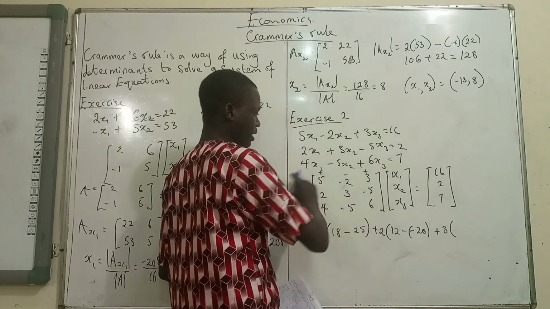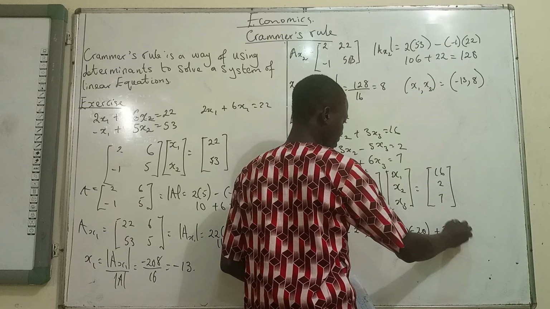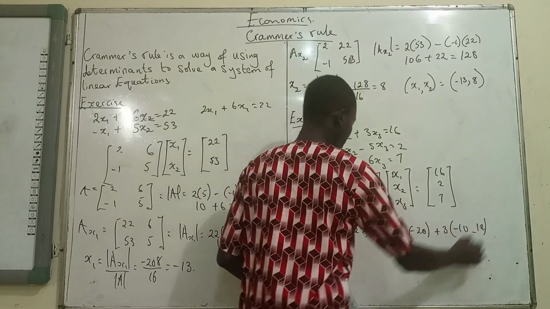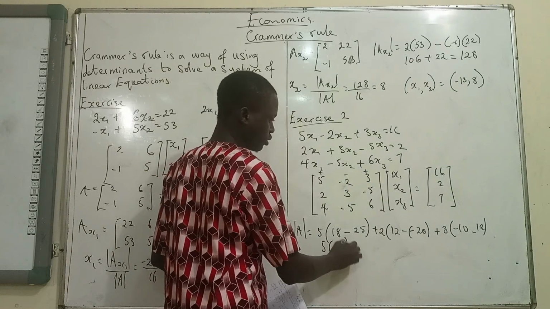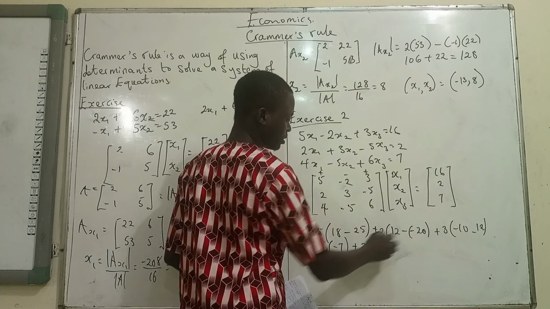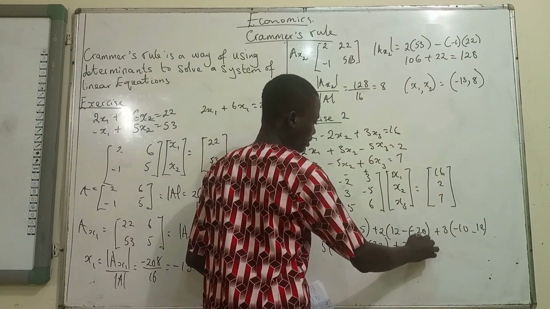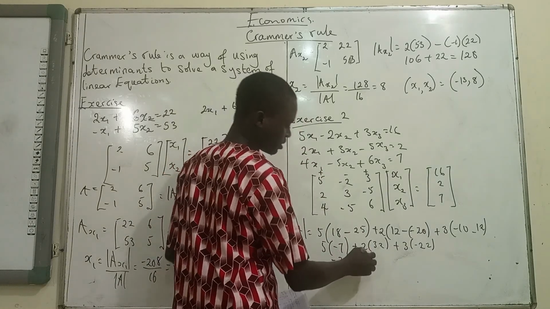So we take this guy out, 2 times -5 is -10. So we have -10. Minus 4 times 3 is 12. So we have 12 here, right? So this is 5 into bracket -7 plus 2 into bracket. This is 32. Then plus 3 into bracket -22. So when we are done, this is -35 plus 60.